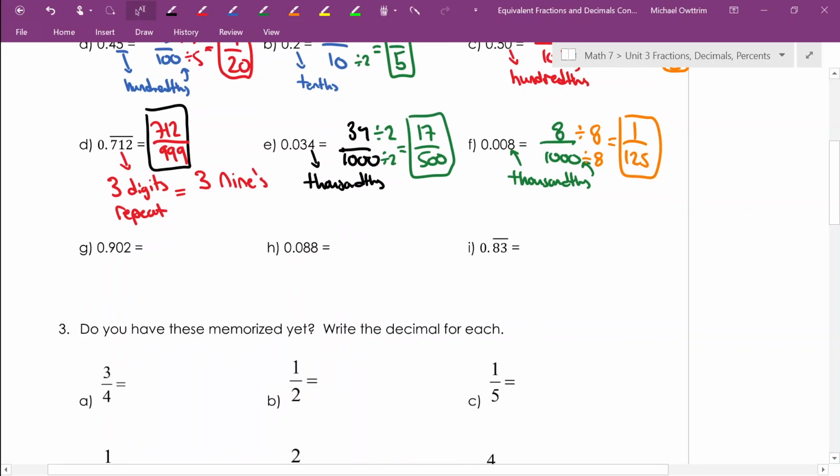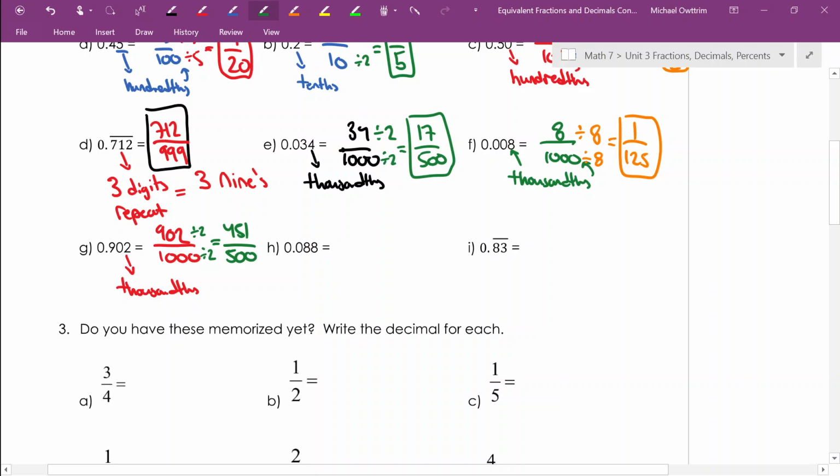In the case of question G, again, we have a terminating decimal that reaches the thousandths place. And so our fraction starts with 1,000 on the bottom and digits 902 on top. Go ahead and simplify that by dividing by 2. Now, if it was 900 divided by 2, it would be 450. So an extra 2 divided by 2 is 451. And 1,000 divided by 2 is 500.